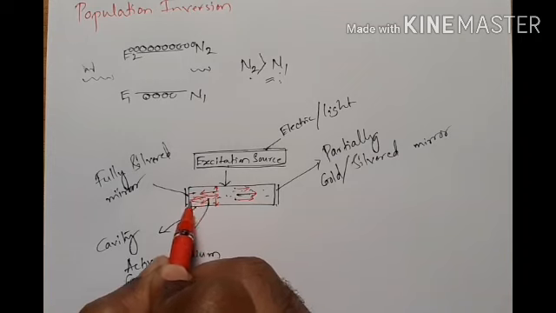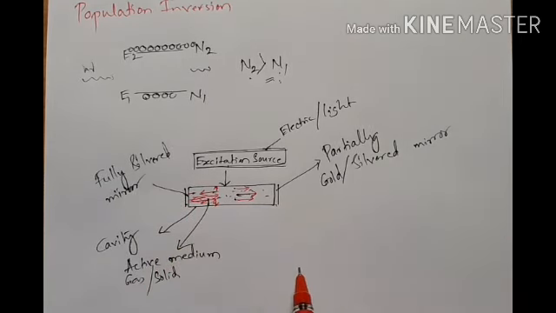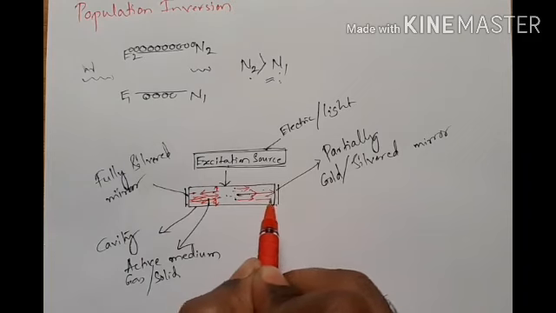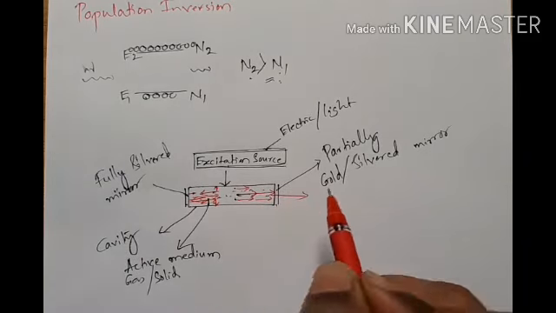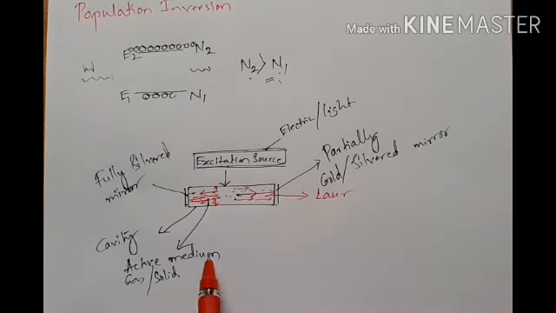Okay, it will go hit this and come back. There are so many rays, and those rays will be interfered. When it is interfered, we will get the intense light which is coming out from this cavity, that is the laser.